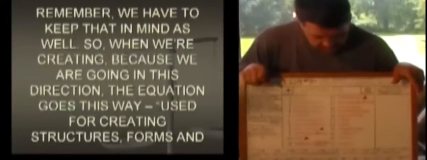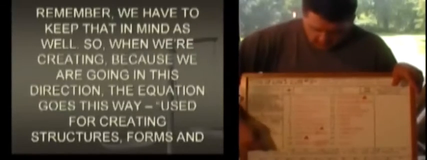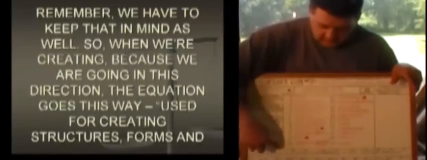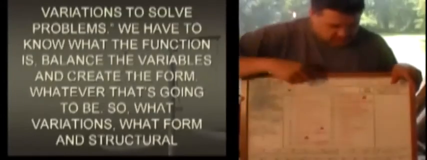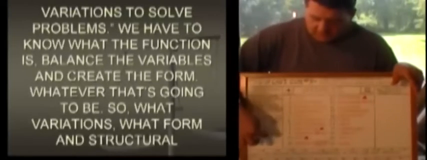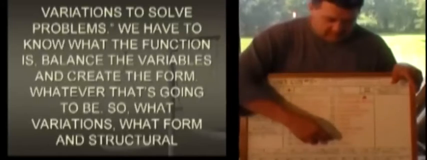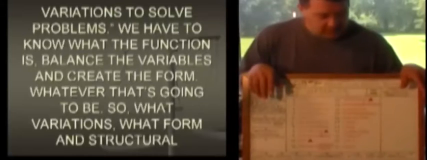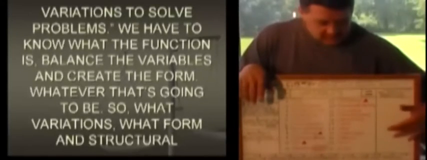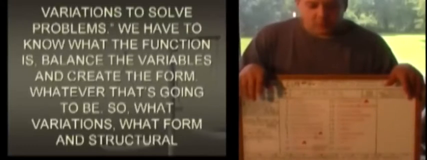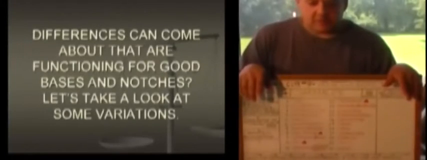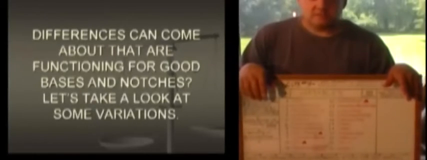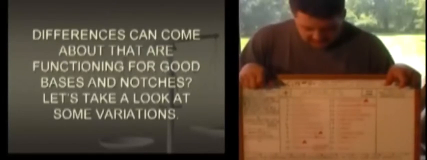So when we're creating, the equation goes this way: used for creating structures, forms, variations to solve problems. We have to know what the function is, balance the variables, and create the form, whatever that's going to be. So, what variations, what form and structural differences can come about that are functioning for good bases and notches? Let's take a look at some variations.